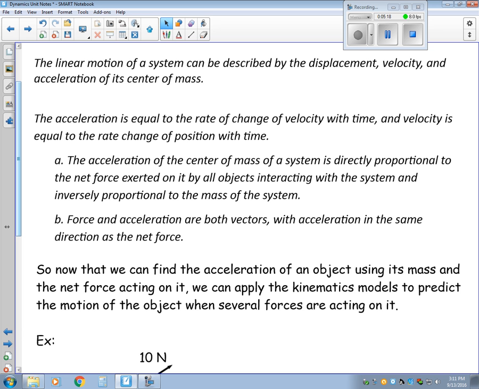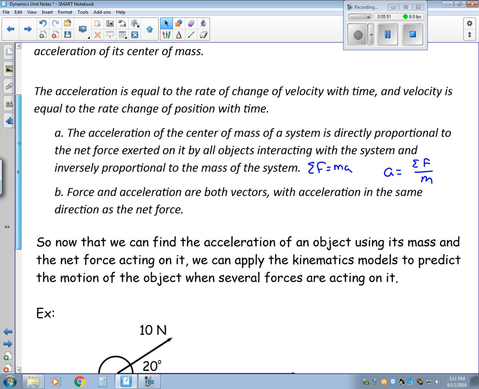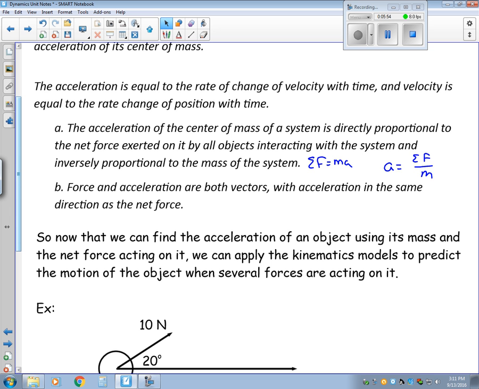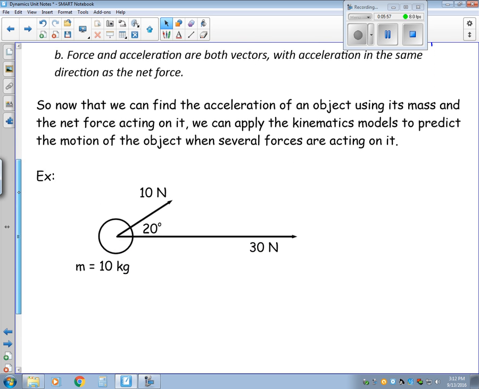The acceleration of the center of mass of a system is proportional to the net force, so we've seen that. It's also inversely proportional to the mass. Basically, what that means is, if net force equals mass times acceleration, acceleration equals net force divided by mass. So we see that the acceleration is inversely proportional, 1 over m, to the mass. Force and acceleration are both vectors. Acceleration is always in the same direction as net force. Let's put that into practice.